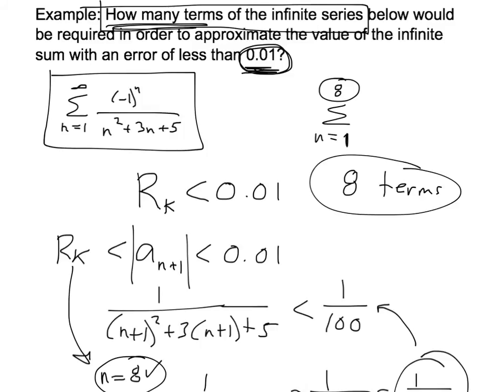The reason you always want to go back and look at this is if this had started at 2, well, then we're only going from 2 to 8. That would be 7 terms. If it had started at 0, then we're going from 0 to 8, and that would be 9 terms. You really have to pay attention to where the series is starting in order to know how many terms you're using to get an accurate approximation for your series.